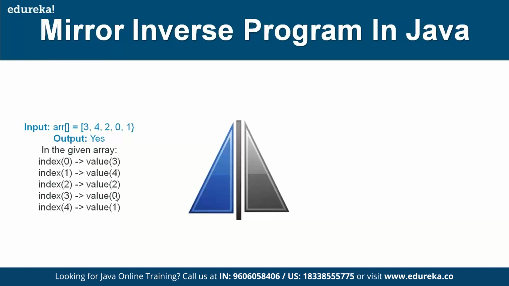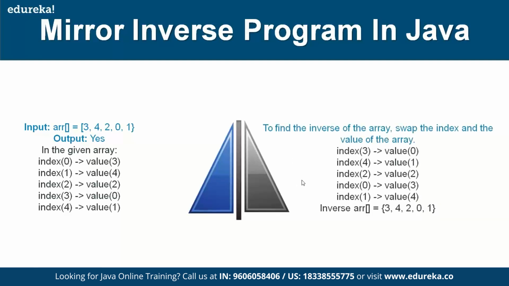Index of 0, value 3. Index of 1, value 4. So in reverse, index and value, we are interchanging, we are getting that. So that is what we talk about as mirror inverse.